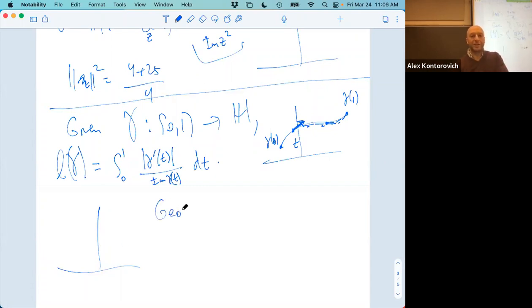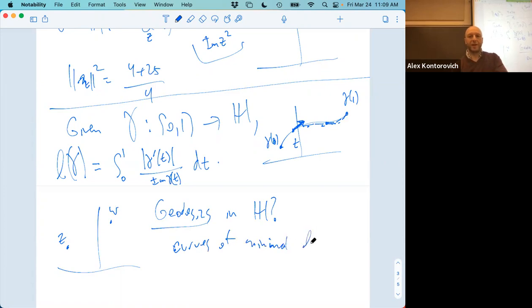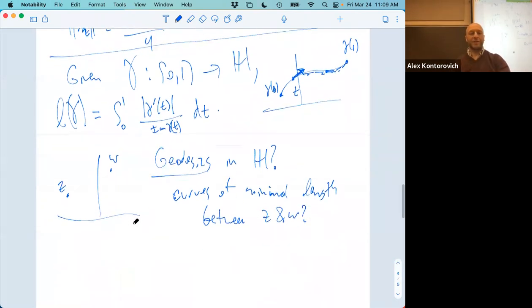What are the geodesics in H? Geodesics are minimizing. So geodesic means you have a point Z and a point W, curves of minimal distance, minimal length between Z and W. Okay, so what's the fastest way to get from Z to W?